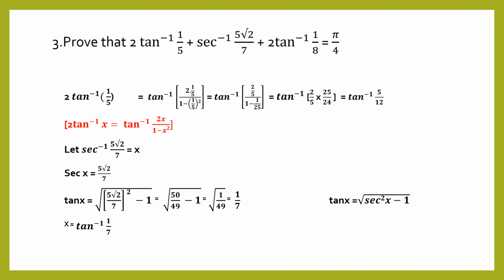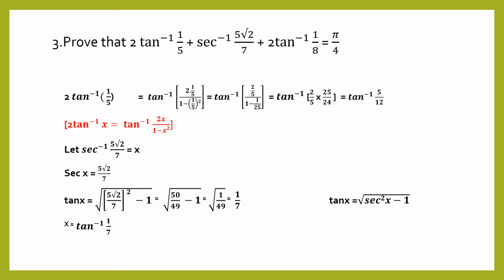Third question is, prove that 2 tan inverse 1 by 5 plus sec inverse 5 root 2 divided by 7 plus 2 tan inverse 1 by 8 equal to pi by 4. So we'll do one by one. First we'll do 2 tan inverse 1 by 5.